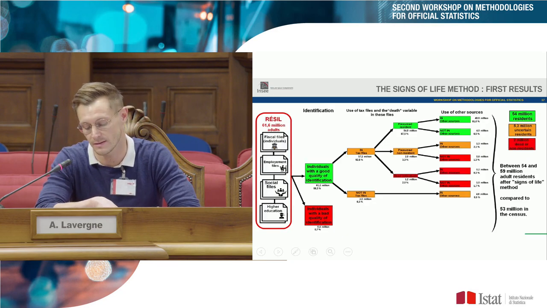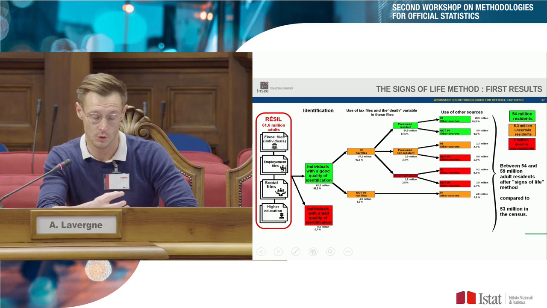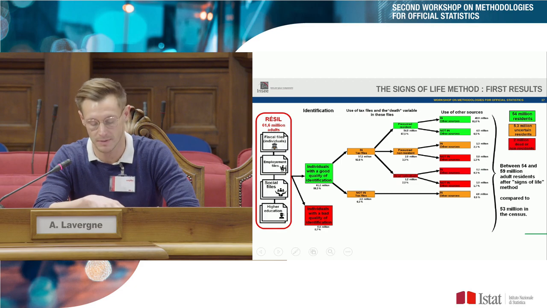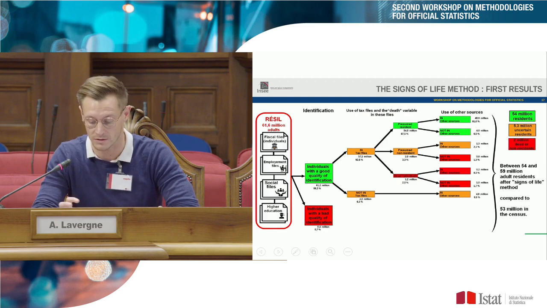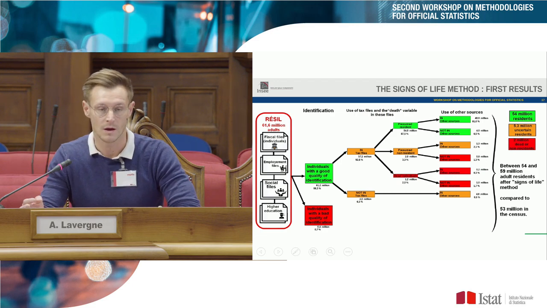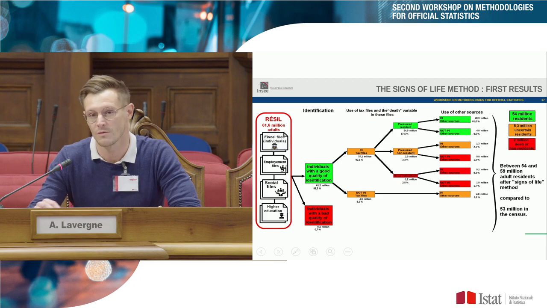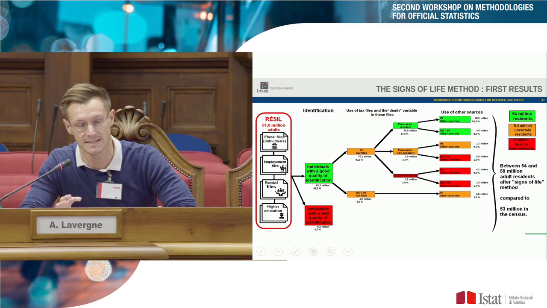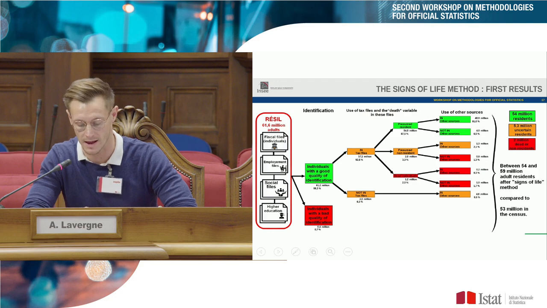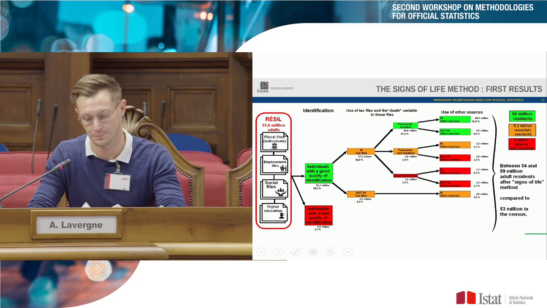So for now, we cannot yet use the administrative individuals register to count death. Therefore, we use the death variable directly present in the tax files. And this first implementation of the science of life method counts between 54 and 59 million adult residents on the French territory, compared to 53 million adult residents recorded in the 2020 census. For the 5.3 million individuals with uncertain residence status, we need to explore further and establish new decision criteria based on other administrative sources available to us, excluding tax files.